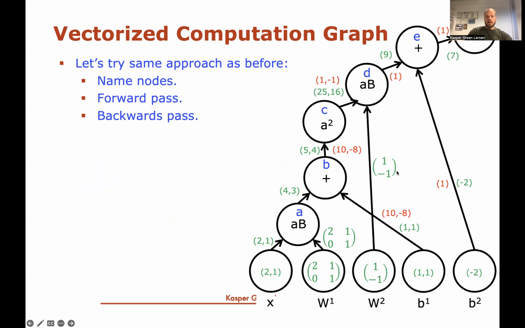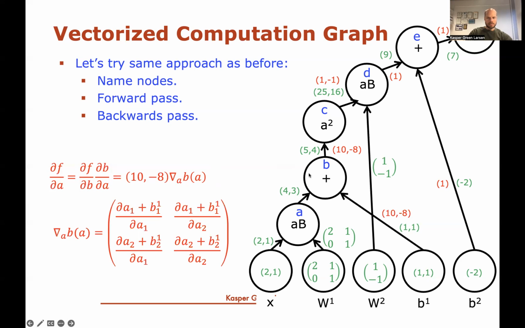Okay. We move on. Now we want to compute the partial derivative with respect to a. So we use the chain rule and get partial derivative of f with respect to b times the partial derivative of b with respect to a. And we already know the first part here, 10, -8. Now we have to compute this matrix of derivatives when b is thought of as a function of a.